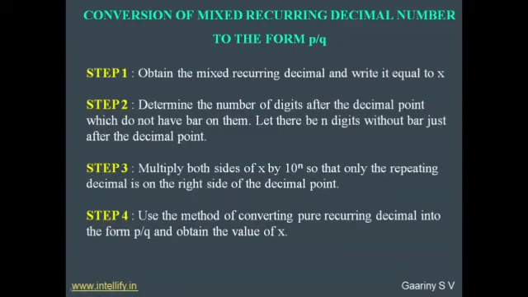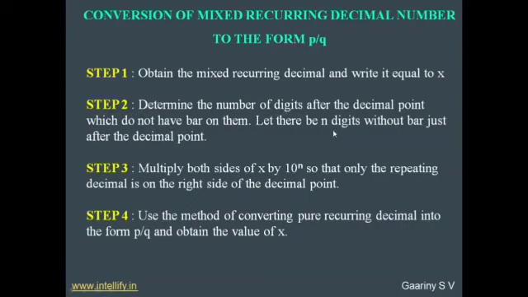The next one, in the previous example we just saw the conversion of a pure recurring decimal number. Now we are going to see a mixed recurring decimal number. Okay, let us see how. Here also we have the general concept. The first one is the same as the previous one. You just have to assign x equal to the given mixed recurring decimal. After step 1, you just have to determine the number of digits that do not have a bar on them after the decimal point.